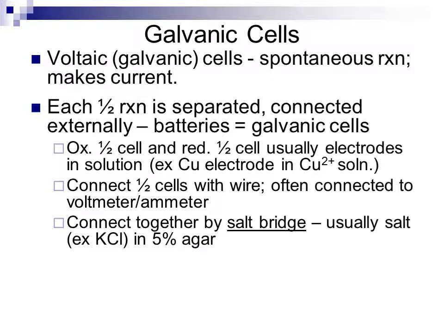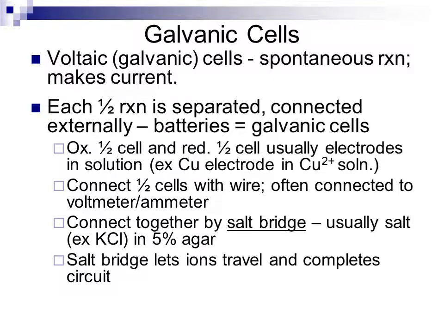The half cells are also connected together by a salt bridge. And a salt bridge is usually a 5% agar solution, which contains some sort of ionic salt, like potassium chloride or potassium nitrate or some other salt. And what this does is allows us to maintain ionic stability in a process where we're consuming reactants. The salt bridge lets ions travel from one compartment to another and also serves to complete the circuit as they move the current through the salt bridge.